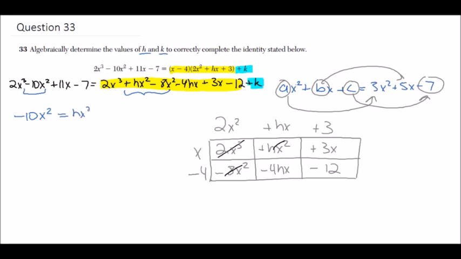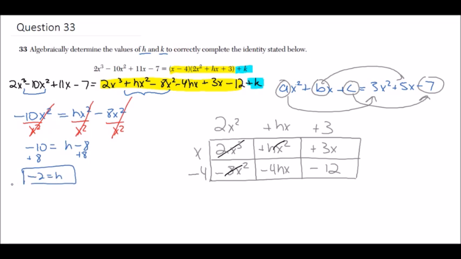So what we have is hx squared minus 8x squared. And you could either divide the x squareds out here or add the 8x squared first. It does not really matter. I'm going to divide all the x squareds out. And I'm left with negative 10 equals h minus 8. Add the 8. And what we got is negative 2 is equal to h.